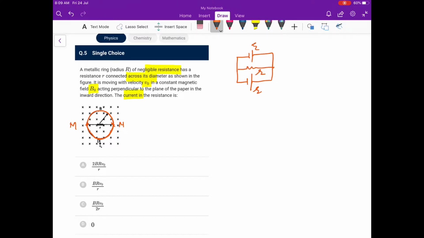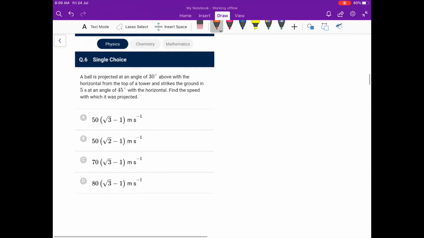So both batteries are in parallel, so the potential difference will be the same. So I would be equal to E by R, and E is B V L. So B0 V0, and L will be the effective distance between the two, which is 2r, divided by the resistance R. So we'll go for which option? We'll go for option A, B0 V0 2r by R. That is it. This is option A. Next one.